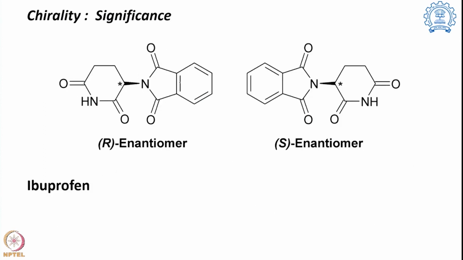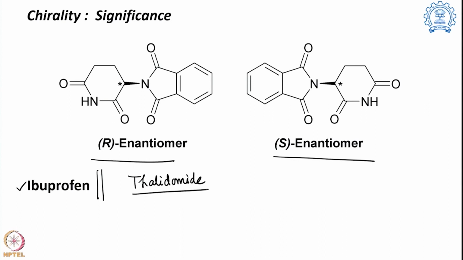Let us take another example of a system. So, we have already discussed ibuprofen. Now, we are discussing another molecule. This particular set of molecule, the known name is thalidomide. So, these are the two structures of thalidomide.